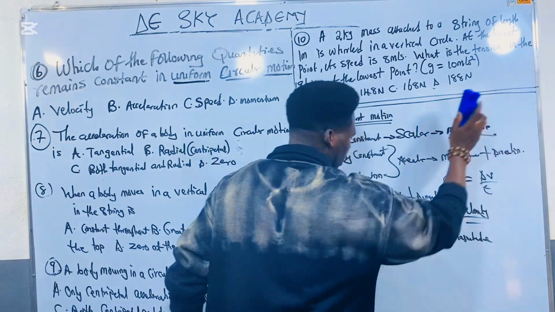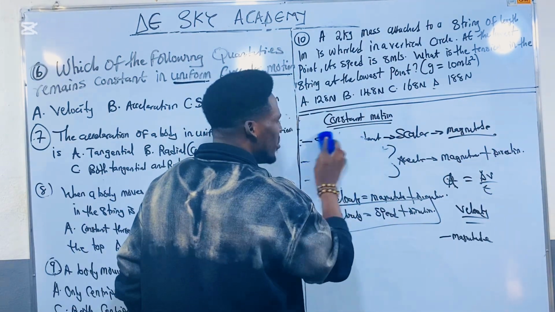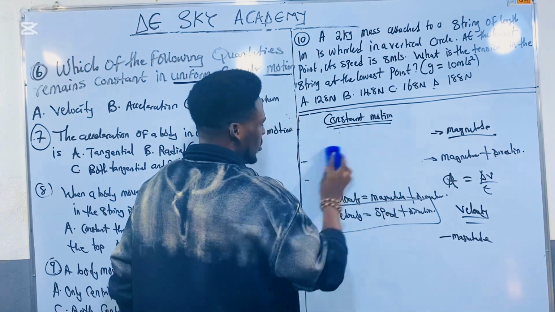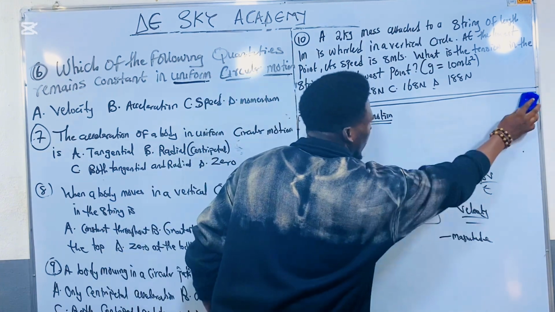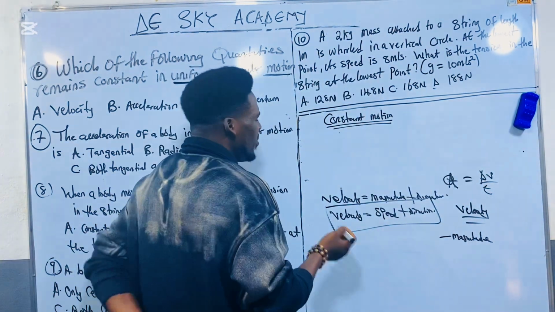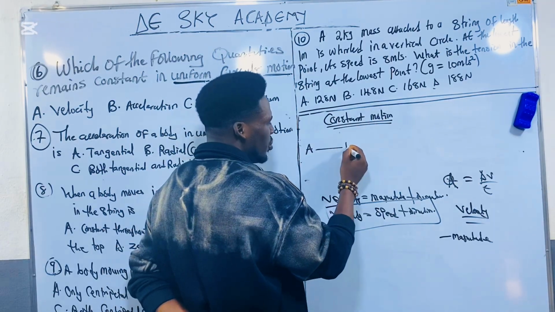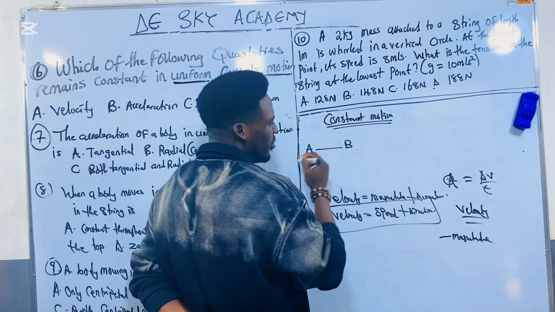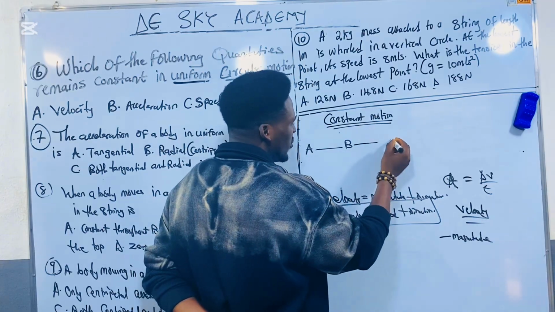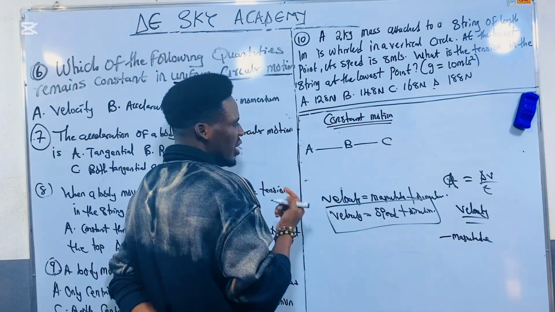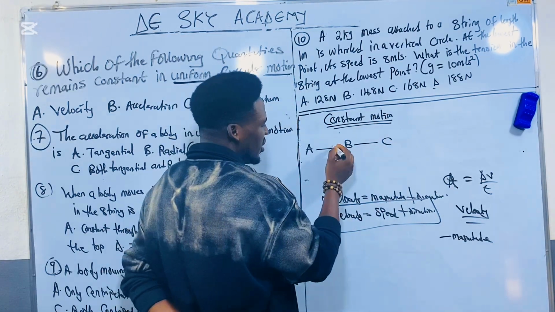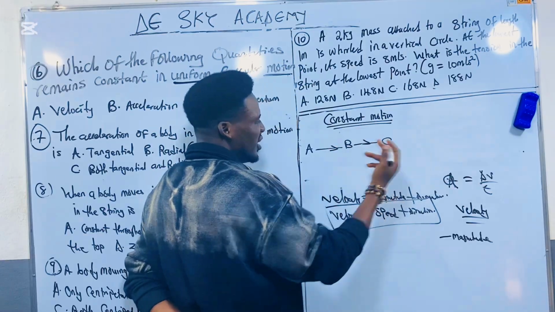Okay, let me clear here and explain further. Listen attentively. Let me say a car started from point A and moved to point B, and from point B it moved to point C. So let's get the direction of the car. That means the car is moving towards the east.